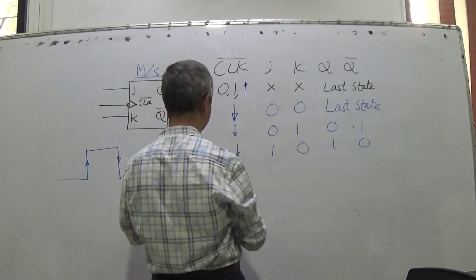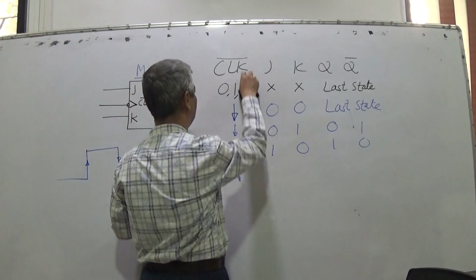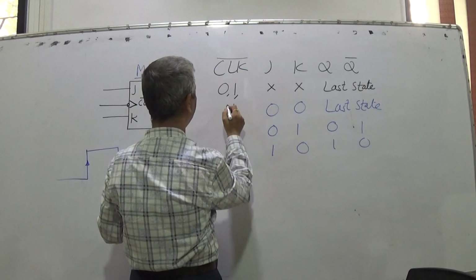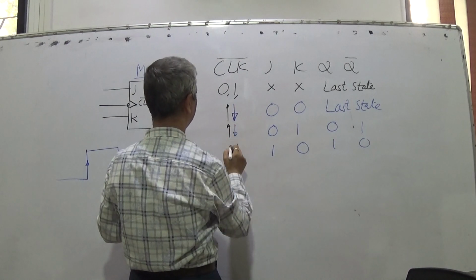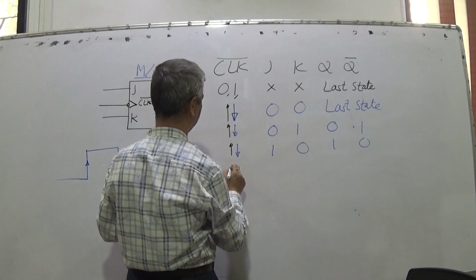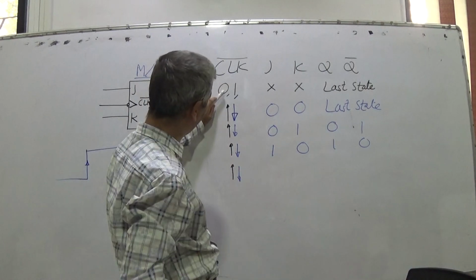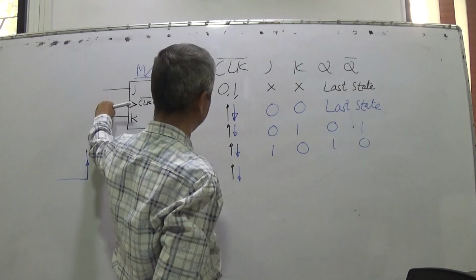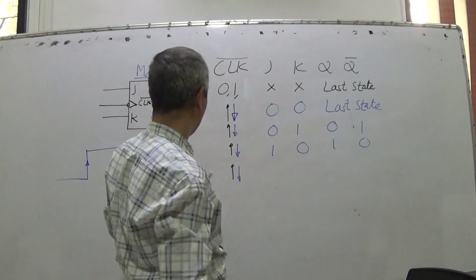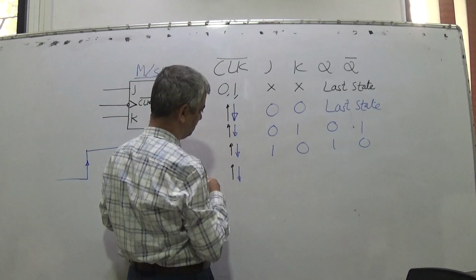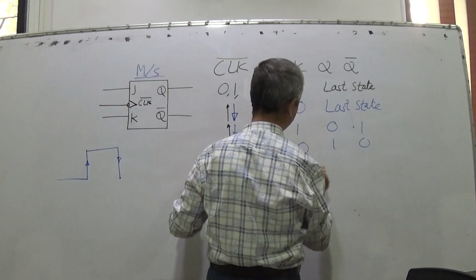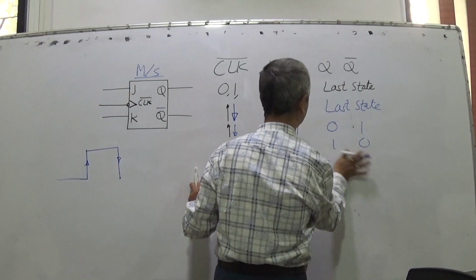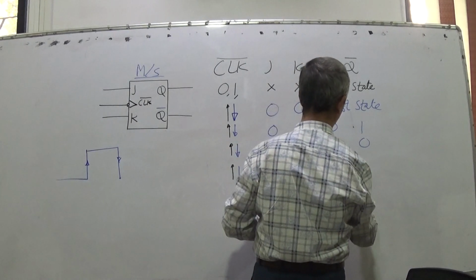And to be very precise, we can write clock going up and down. So this is very scientific. If the clock is not changing, it is either 0 or 1. If the clock is steady, no change occurs. Once the clock goes up and then comes down, that is called toggle. So I will explain very clearly.